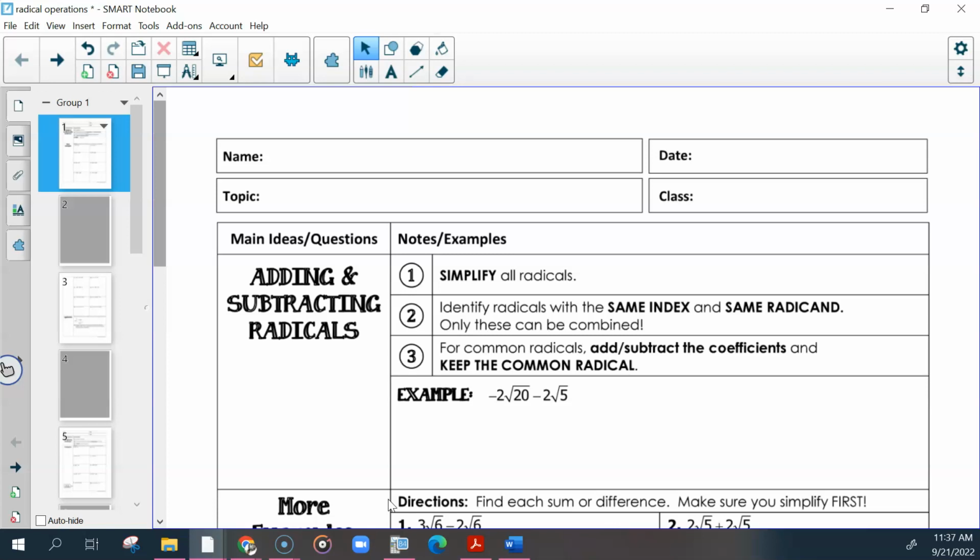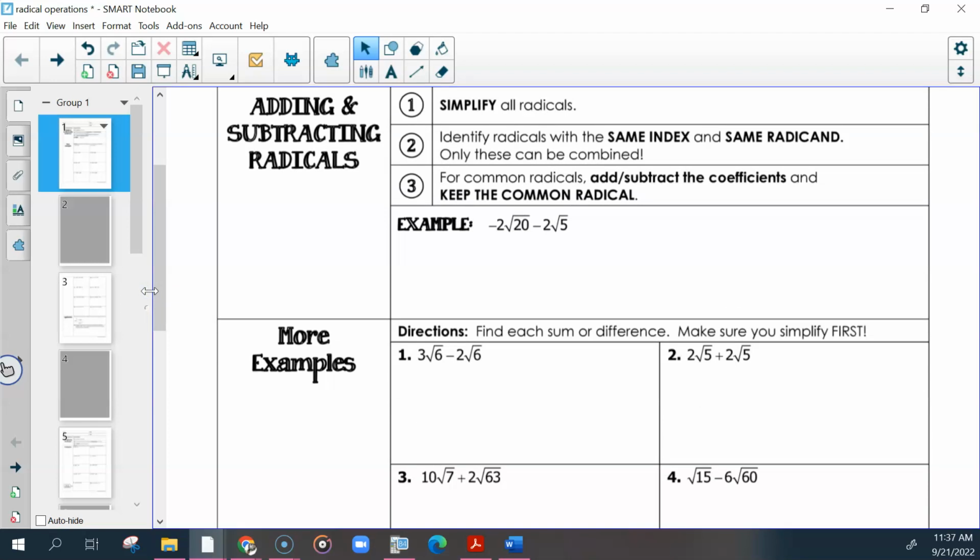Okay, so when we're doing this, think about these kind of like when we combine like terms. When we combine like terms, they have to have the same variable, same exponent in order to combine them. Similar, but different. For this, in order to combine radicals, add them, subtract them together, they both have to have the same index, so they both have to be square root, cube root. I can't add a cube root and a square root together. But they also have to have the same radicand, the number underneath the radical.